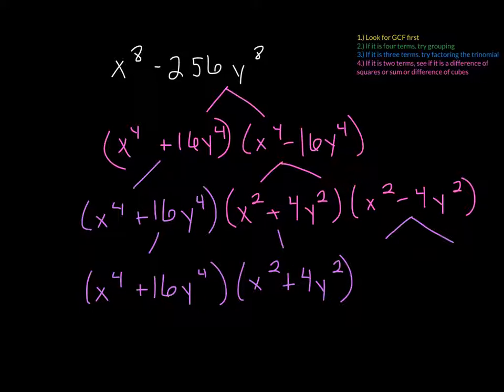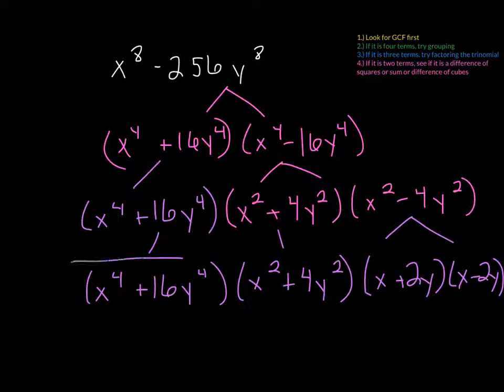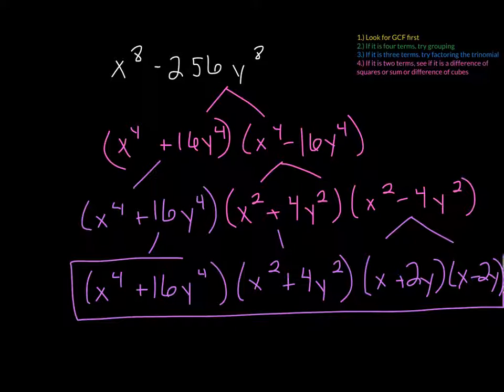This is a difference, x squared minus 4y squared. Square root of x squared is x. Square root of 4y squared is 2y. So x plus 2y, x minus 2y. Now x and 2y are not perfect squares. So now we have done everything we can do.